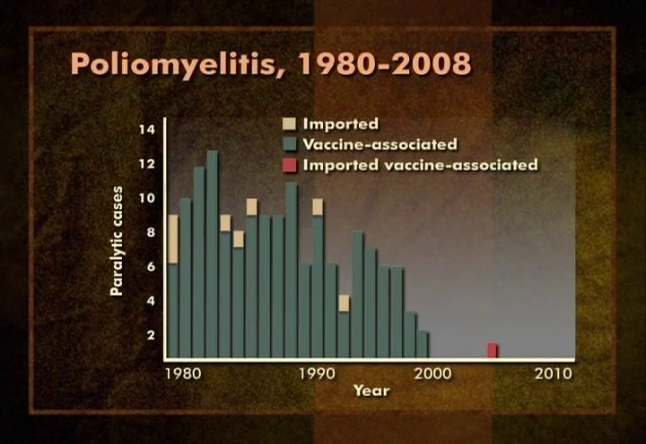Because oral polio vaccine is no longer used in the U.S., the last known case of vaccine-associated paralytic polio acquired in this country occurred in 1999. The single vaccine-associated paralytic polio case in 2005 at the far right of the graph, shown in red, was unique because it was a U.S. citizen who acquired the infection outside the country.